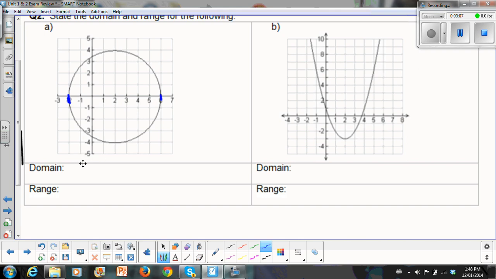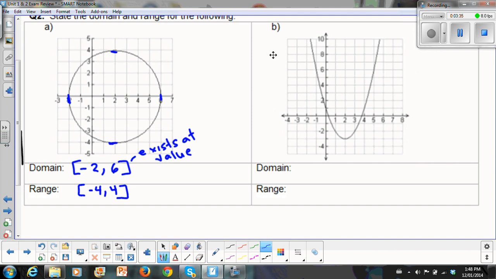So the domain is between negative 2 and 6. And we're going to use square brackets. Square brackets means that it exists on that value, or at that value. Okay, and for range, we're looking at the y values, so from bottom to top, always go from negative to the positive. So in this case, negative 4, and then everything in between and up to and including positive 4.